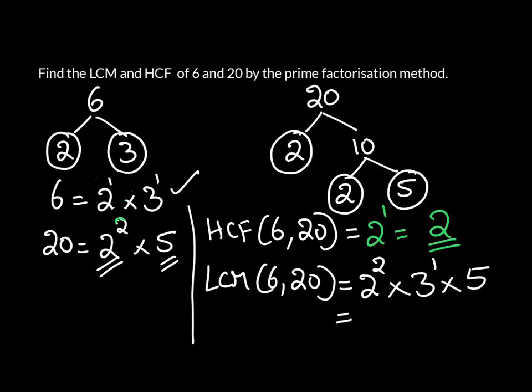So we are picking up the prime factors with the highest powers, and then we are multiplying them. So 2 squared is 4. 4 times 3 is 12. 12 times 5 is 60. So the LCM of 6 and 20 is 60. So we found out that the HCF of 6 and 20 is 2, and the LCM of 6 and 20 is 60.